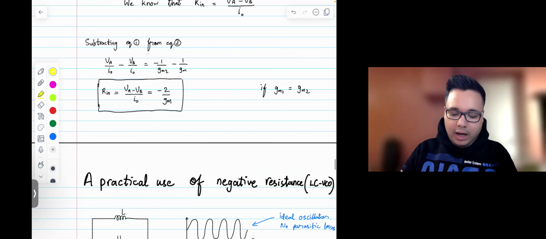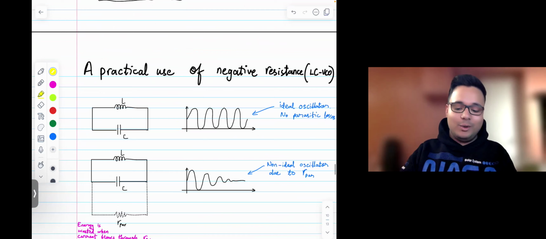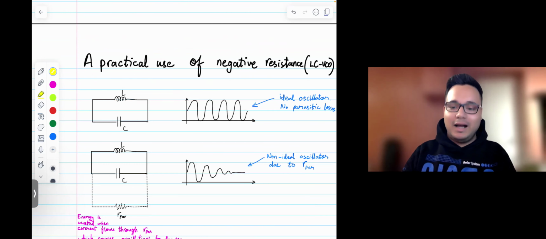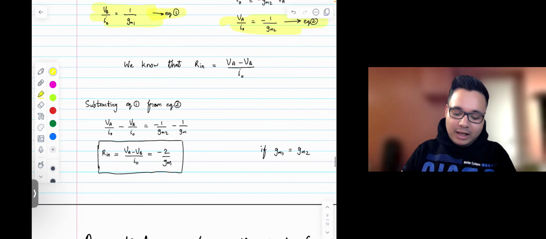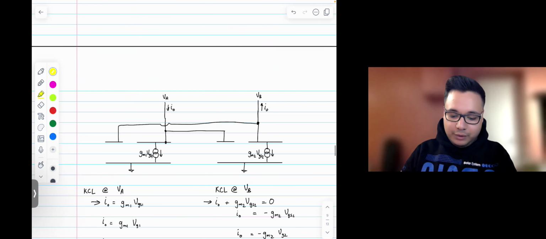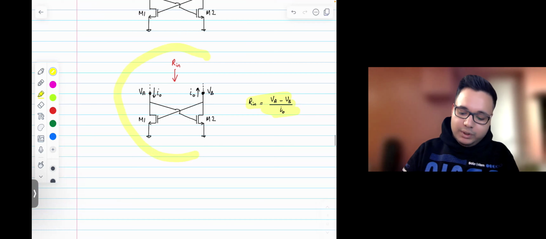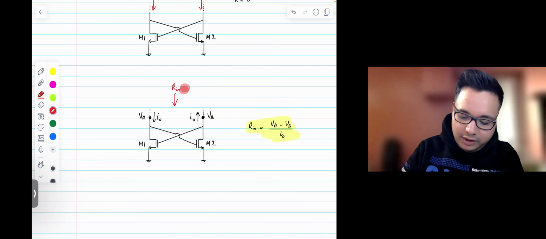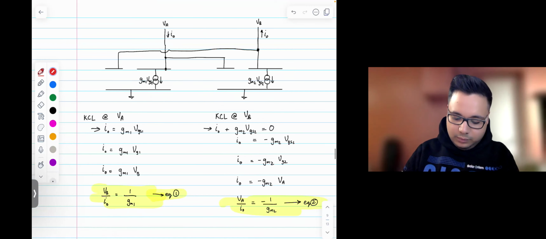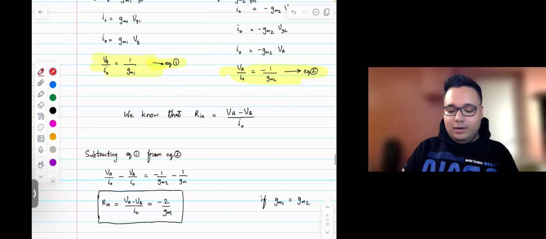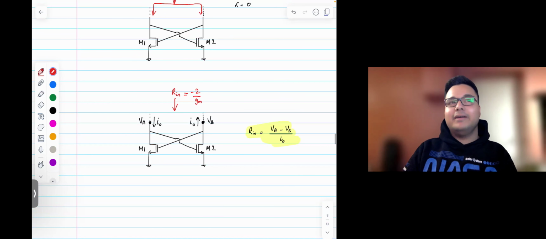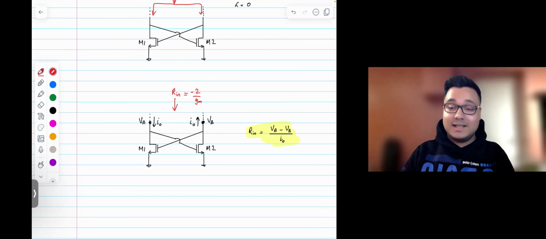Now, what I'm about to say is more of a bonus content. It's not really part of the video. It's just about the circuit that I've shown you here. We found out that the differential resistance looking into this node is minus 2 over GM, which is the result we had here. Now, what's intriguing is that the input differential resistance is minus 2 over GM. So it's a negative resistance, right?